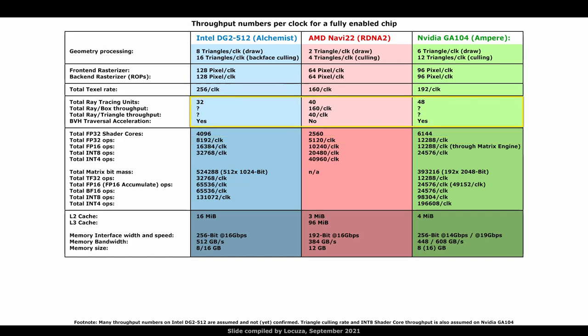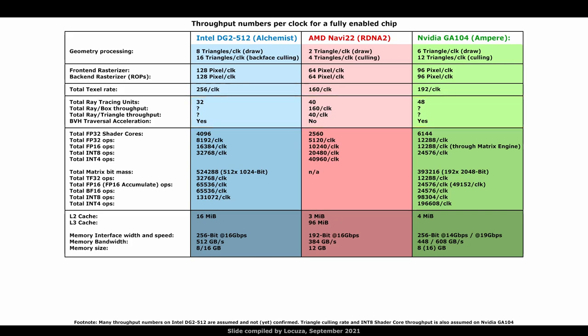And a final remark on the ray tracing unit count. That's the only point where Intel is looking the worst, with just 32 units in comparison to 40 on Navi 22 and 48 on the GA104. However, I would assume that Intel's units are not slower per clock than AMD's, and with BVH traversal acceleration, I expect better ray tracing performance in relative terms, even if the total unit count is lower.